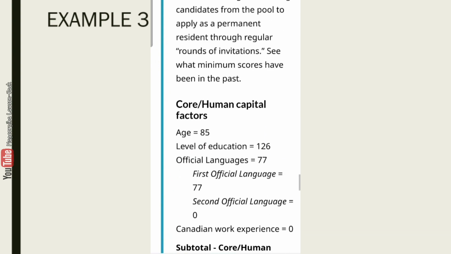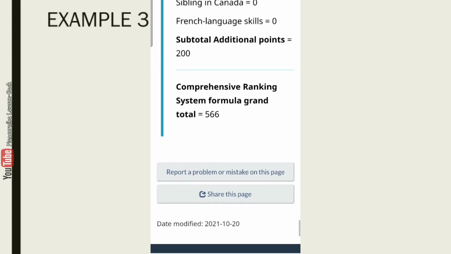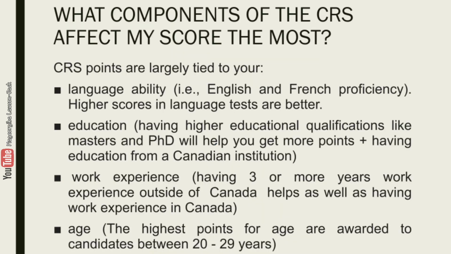So the total CRS score obtained in this example is 566 points. CRS points are largely tied to the following: your language ability. Education. The higher your level of education, the more points you get towards education. And if you study a degree, diploma, or certificate at a Canadian institution, you get points for that as well.